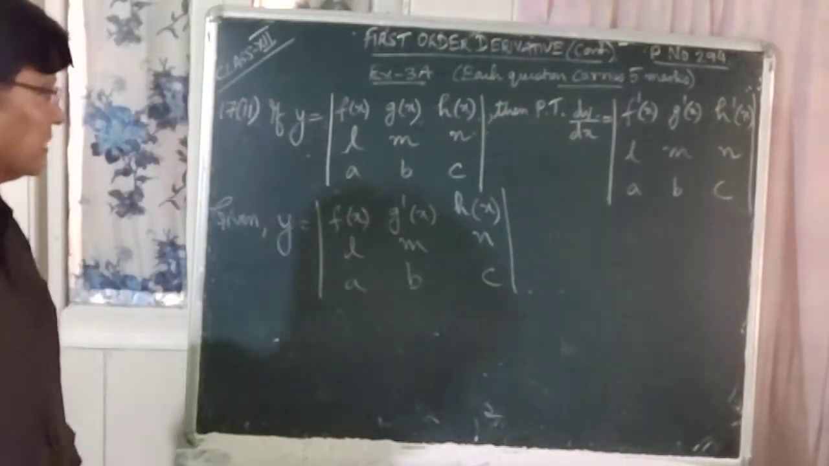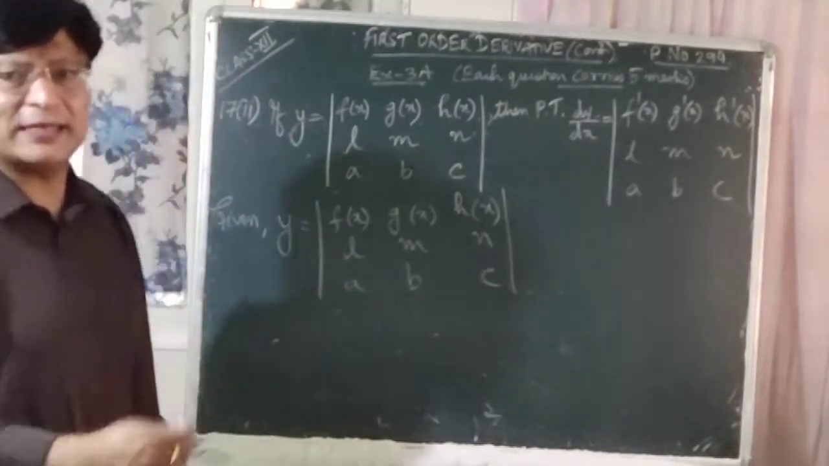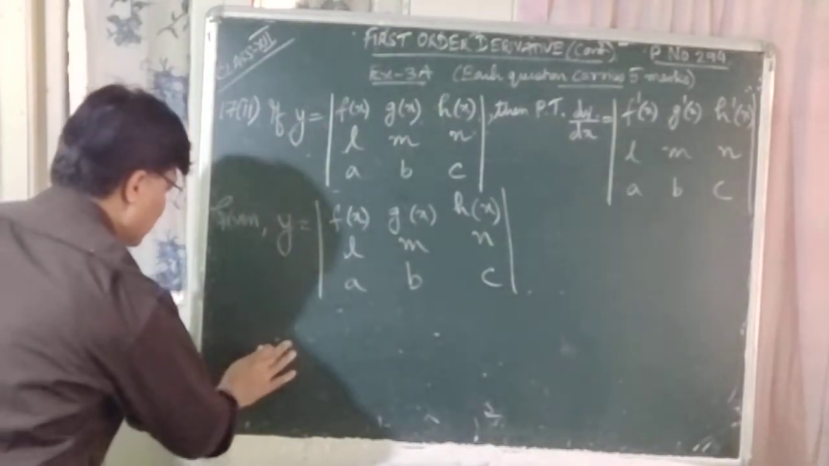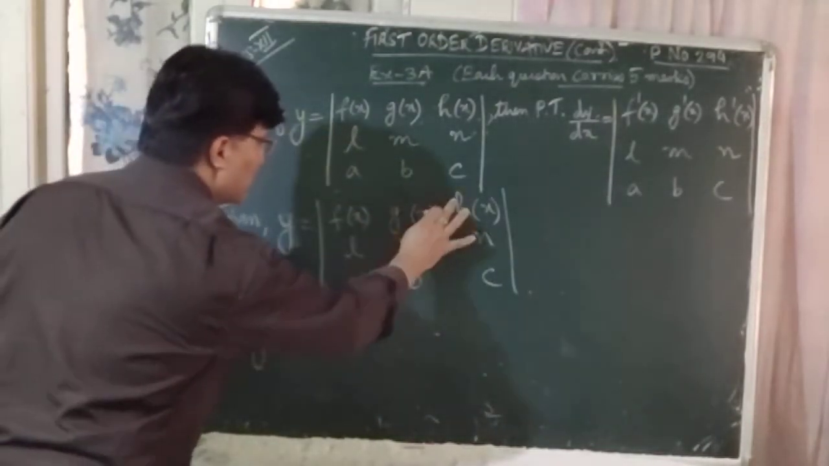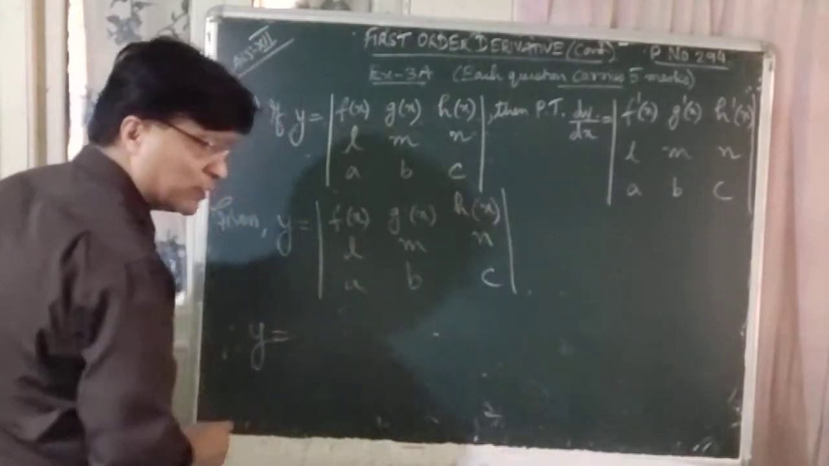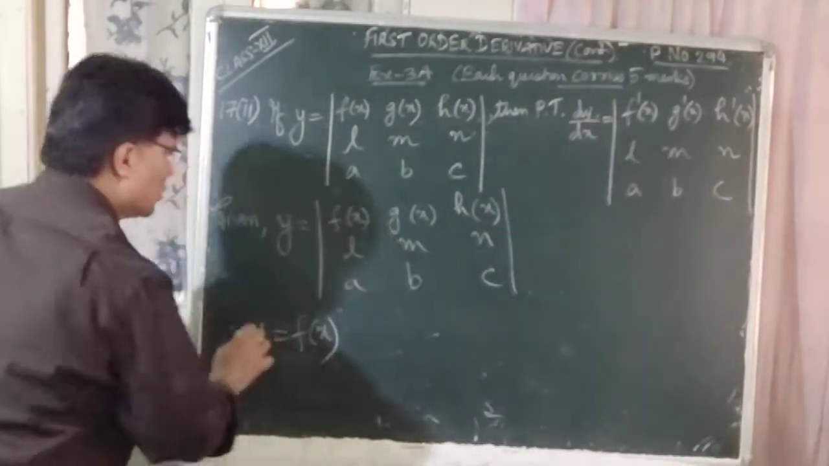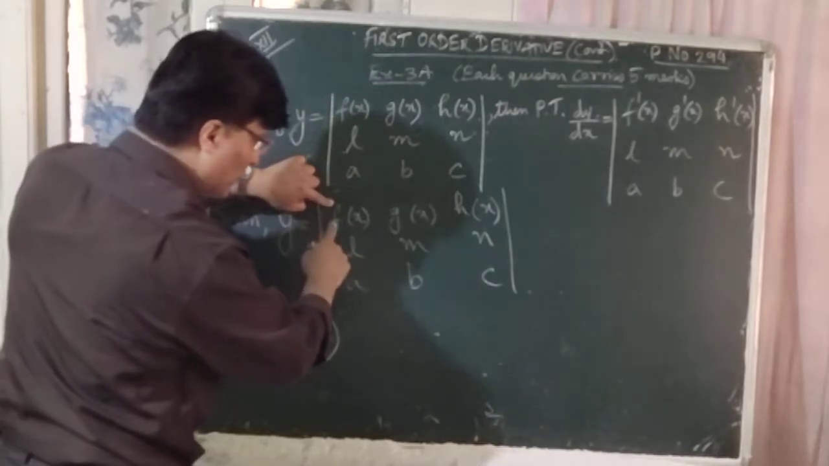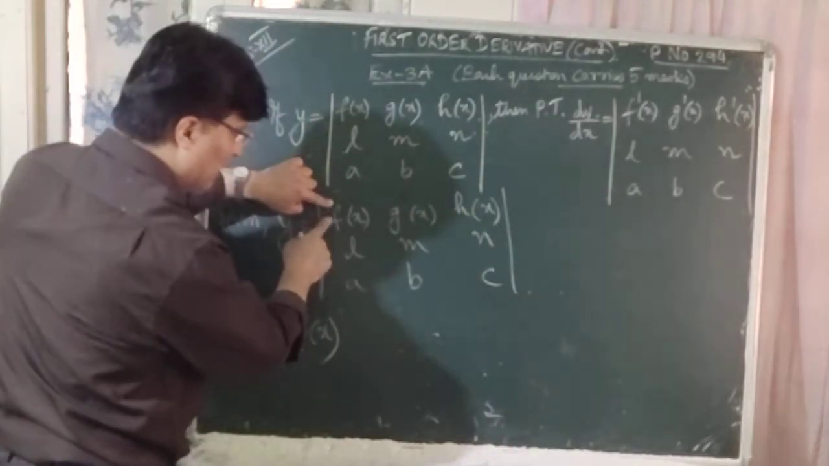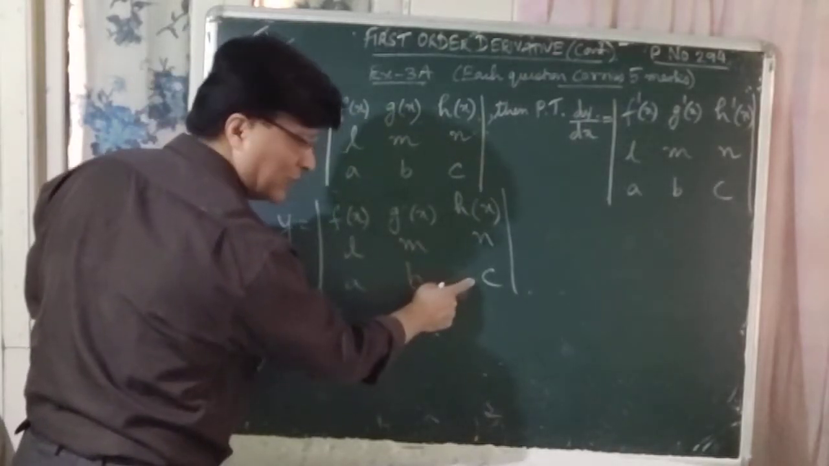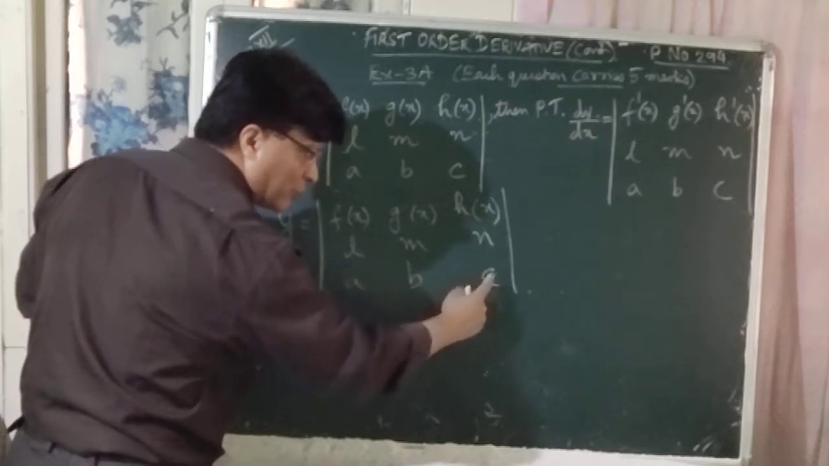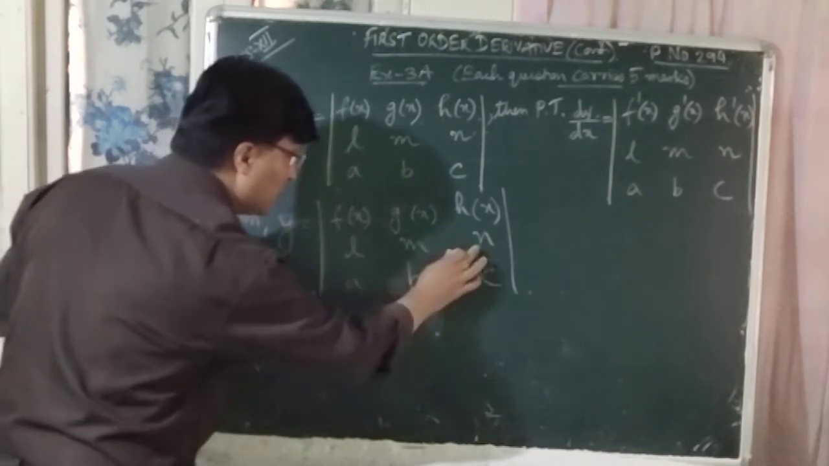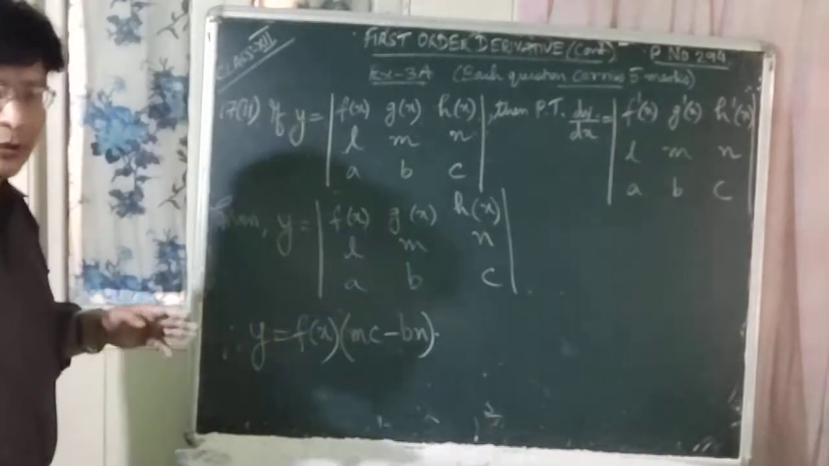Alright? So let us expand it. Then you can differentiate it, isn't it? So let us expand it with respect to the first row. Therefore, y is equal to, this is plus, minus, plus, you know that. Alternate positive negative signs should be written. So plus f of x. If f of x is considered, you have to delete the row and the column through the element. Forget about this row and column, f of x, g of x, h of x, and f of x, l and a. So what remains? m, n, b, c. This is the second order matrix. So by cross multiplication, you have to simplify or expand it. m into c, mc, minus b into n, bn. Alright? So this is the first term.